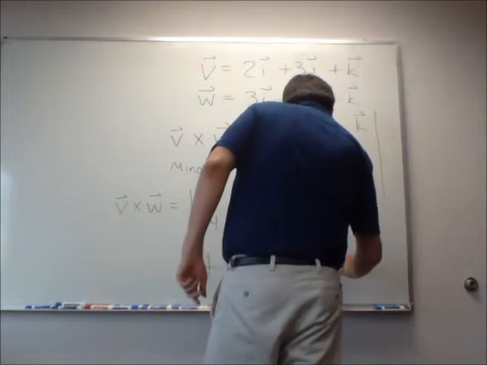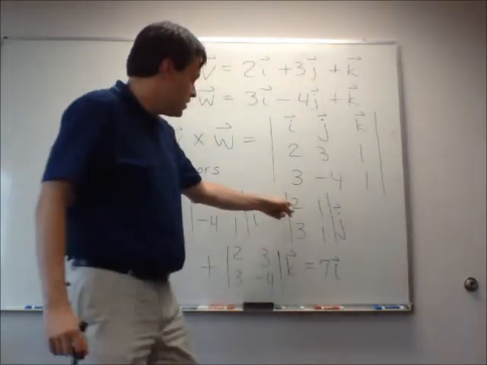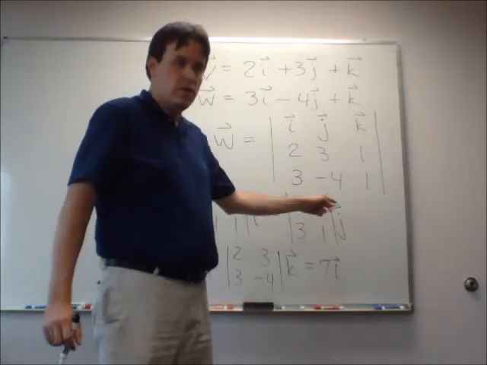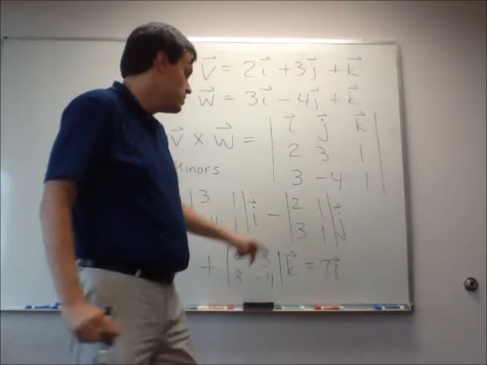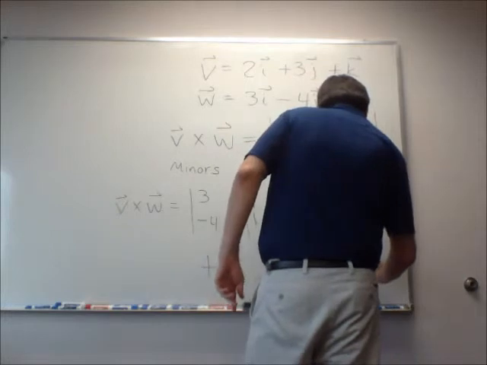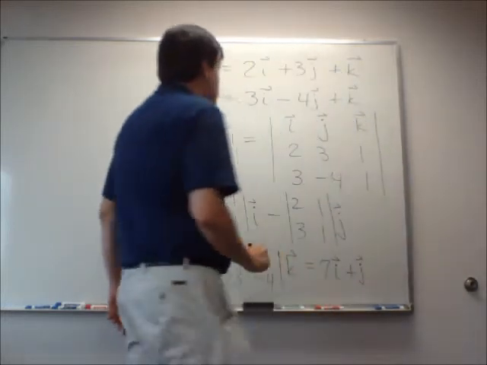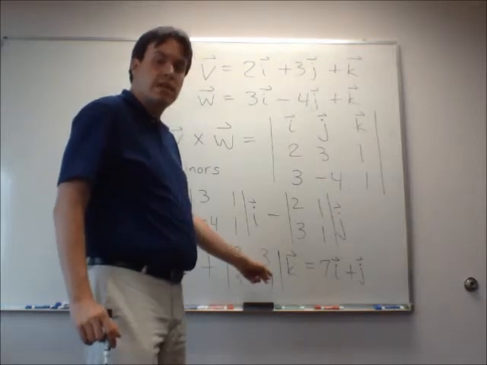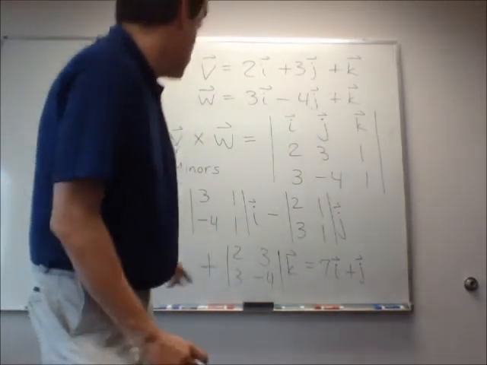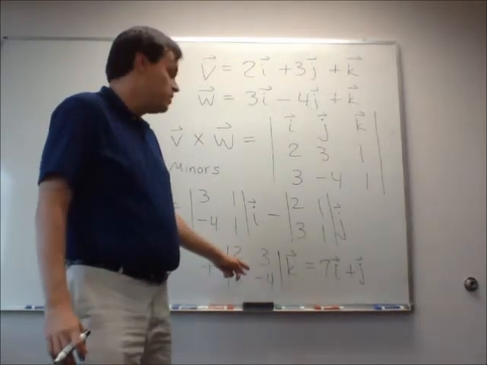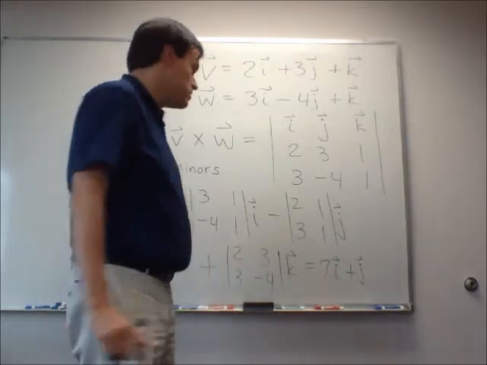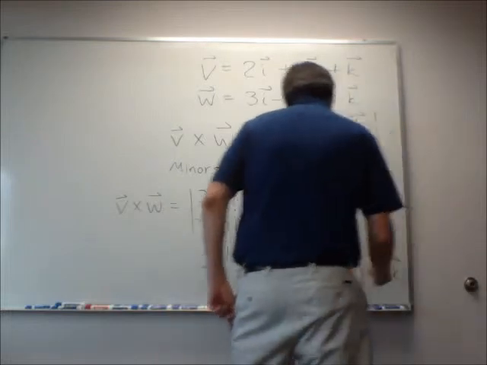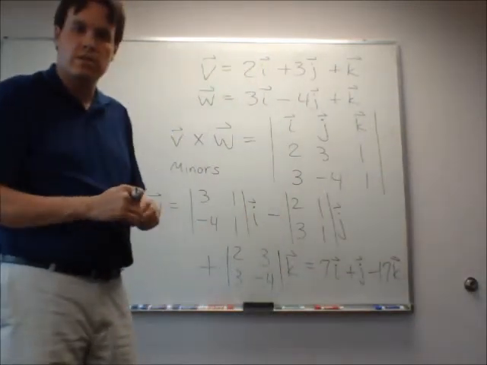7i. For this one I have 2 times 1 is 2, 1 times 3 is 3, 2 minus 3 is negative 1, but I'm subtracting, so that's a plus j, which I believe is consistent with what I got before. And for k, I have 2 times negative 4 is negative 8. 3 times 3 is 9. Negative 8 minus 9 is negative 17. So I have a minus 17k. It should be the same as what I got before. That negative 17 certainly sounds familiar.